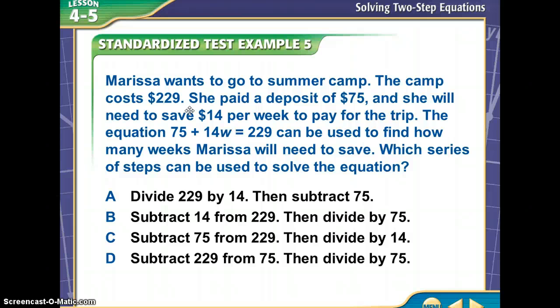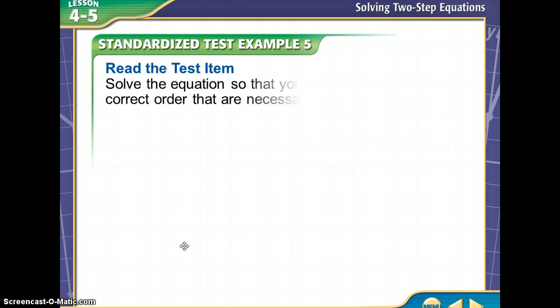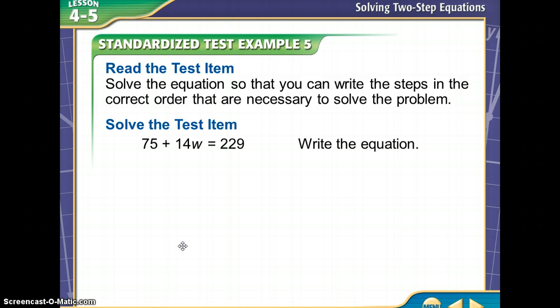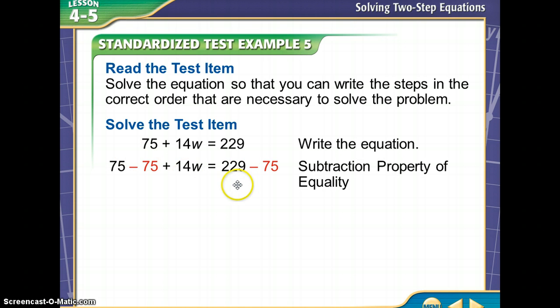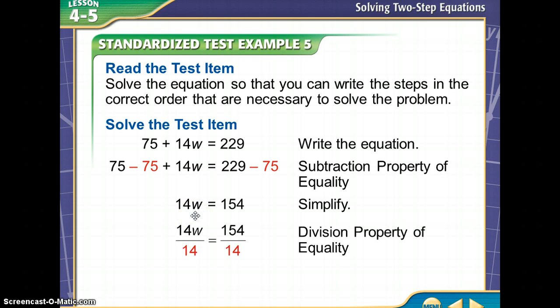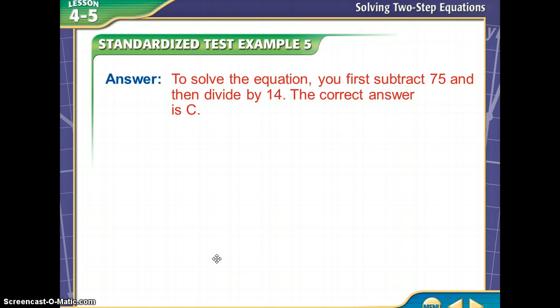Okay, think about what you would do first here. You've got 2 terms on this side of the equation. You want to get the term with the variable all by itself. So you've got to get rid of the 75 first. Okay, they're getting rid of the 75 first. Now we're going to divide both sides by 14. And we get w is 11. So to solve the equation, you first subtracted 75, then divided by 14, and the correct answer was C.